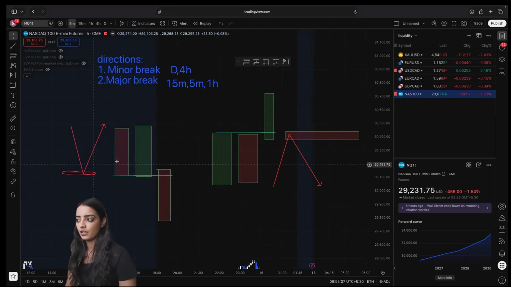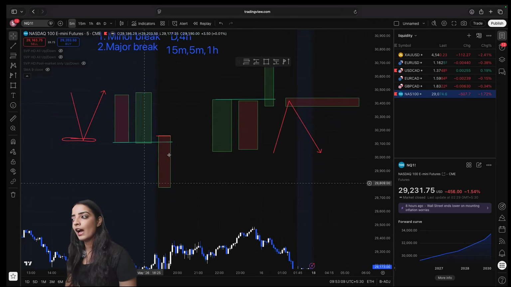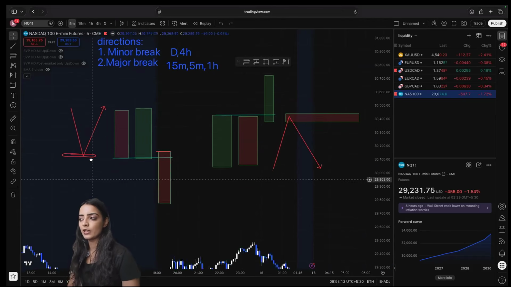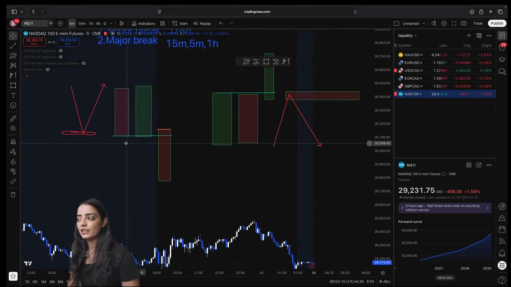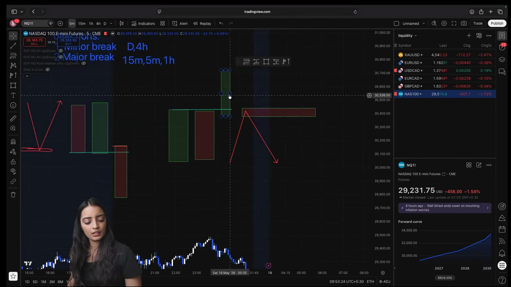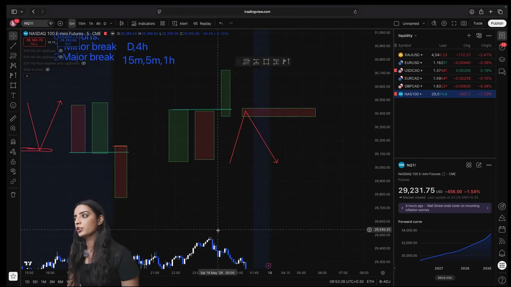This is a bullish minor break. Whenever I have a pattern like this on the daily or the 4 hour, I can tell direction. If the daily time frame has a break like this, I know that the last was a bearish break, so the direction is bearish. When I see the last break on daily or 4 hour to be like this, I can be like, okay, the direction is bullish.